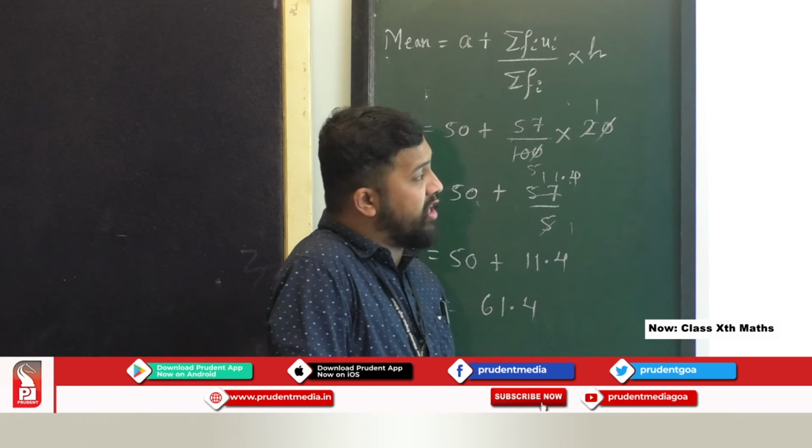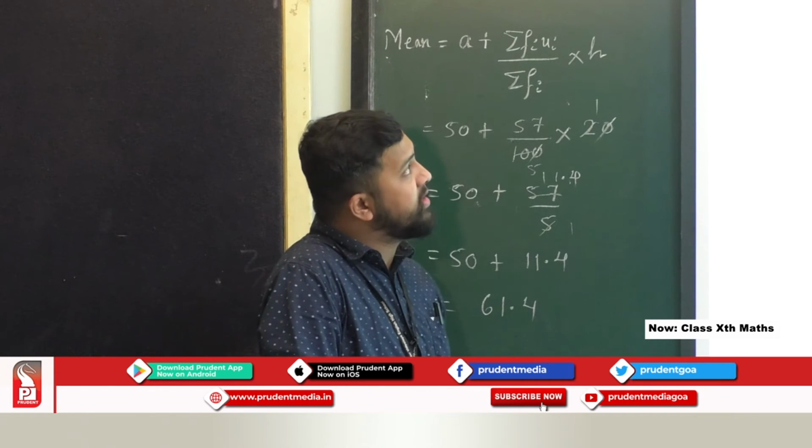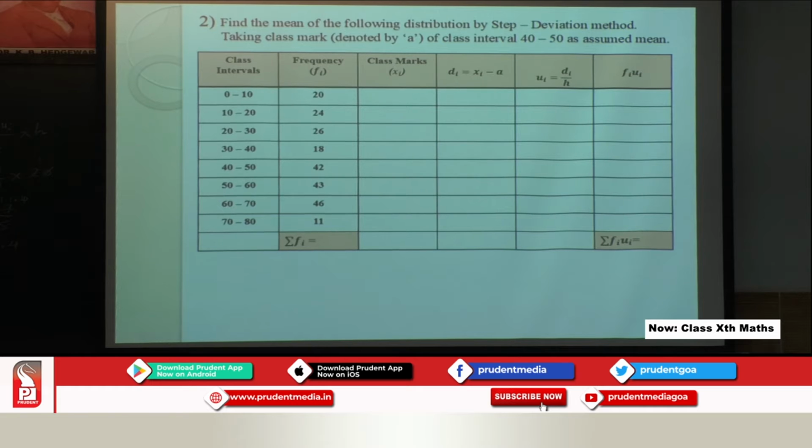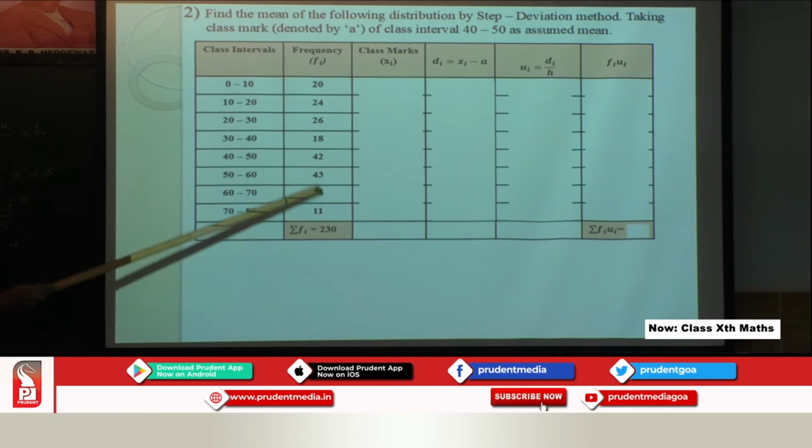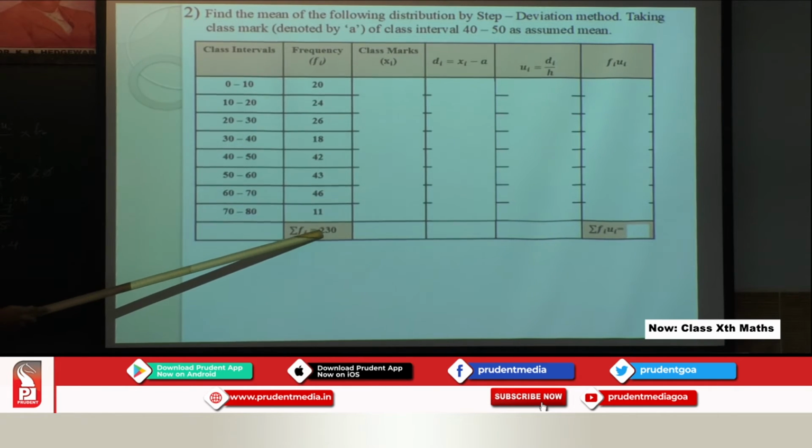Find the mean of the following distribution by step deviation method, taking the class mark, denoted by A, of the class interval 40 to 50 as the assumed mean. So your class intervals are given. Total is not given, so we have to find the total first. Total is 230, a slightly big number. If we add all these numbers, summation fi will be 230.